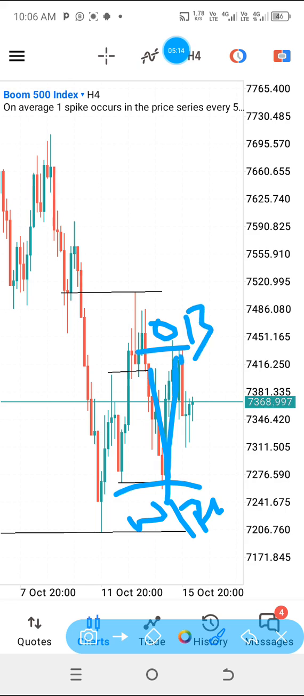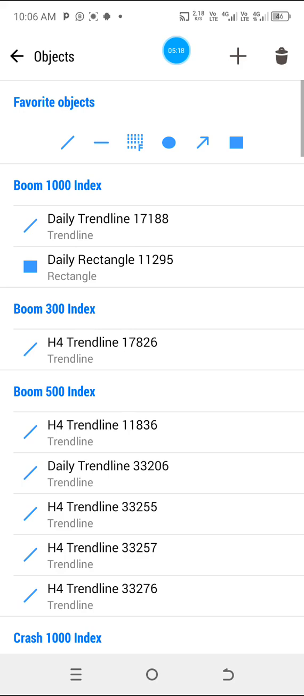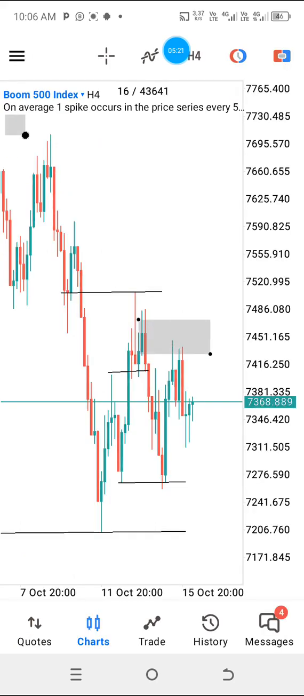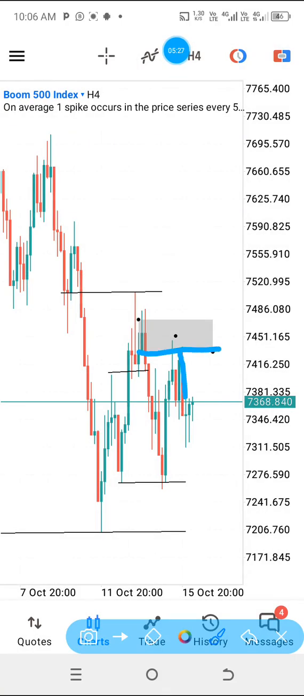So price hit the 4-hour bearish OB and reacted to it. On the bearish OB, let me mark out the bearish OB for us to see. This is the bearish OB. On this bearish OB, we can see price hit the bearish OB and started moving down. As price was moving down, we have imbalance here, imbalance here.